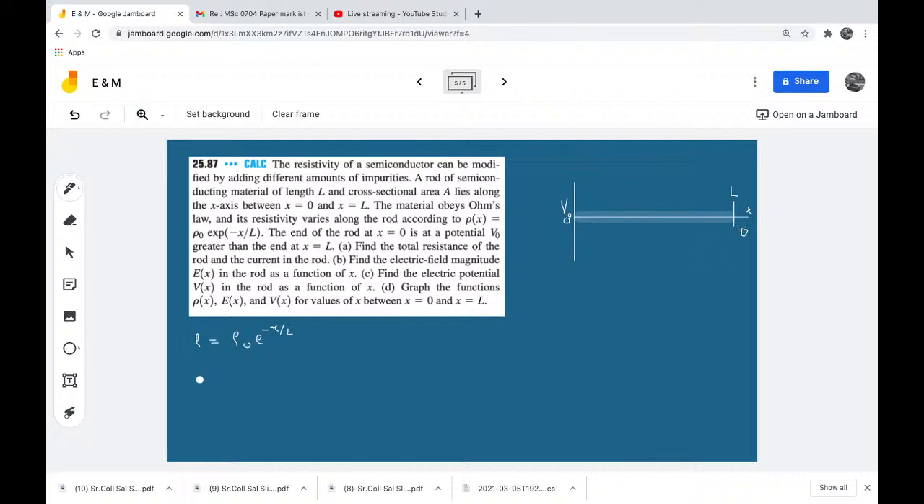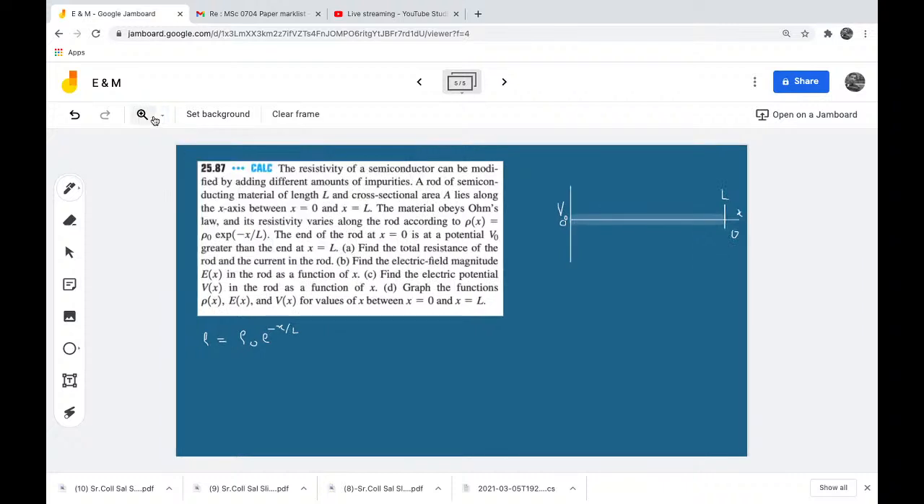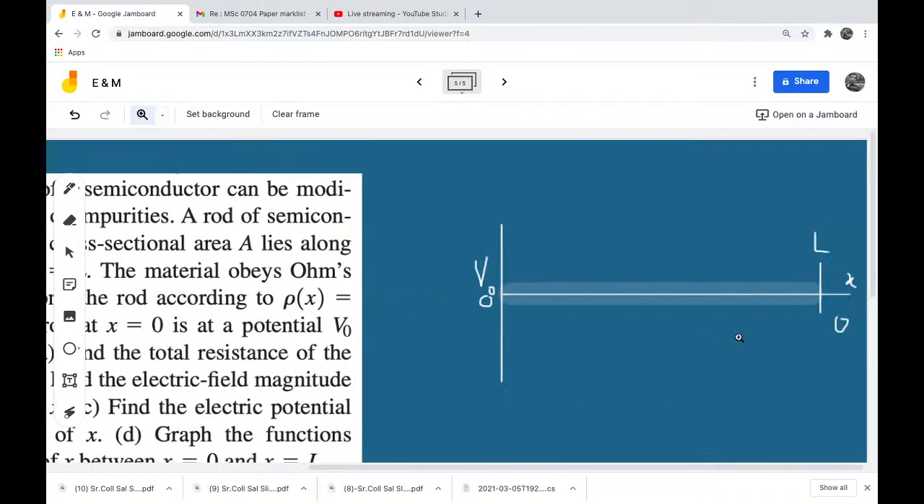Okay. Now find the total resistance of the rod and the current in the rod. So finding total resistance is straightforward. If the resistivity had been a constant, you could have written R is equal to rho L by A. But since it is varying, you need to use some integration techniques.